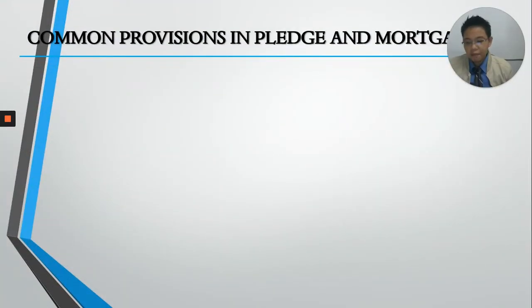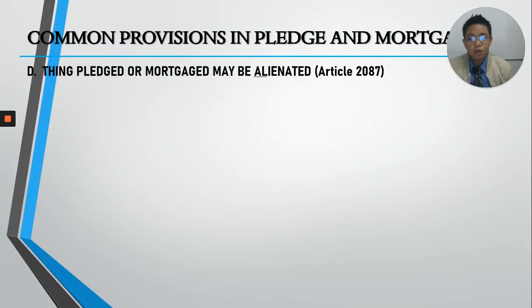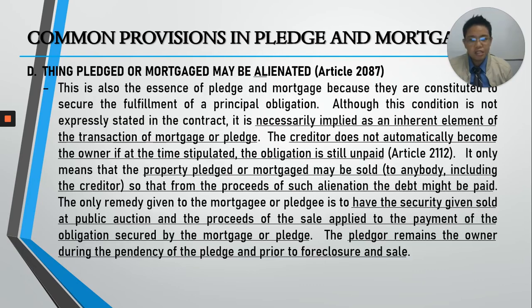What else? The thing pledged or mortgaged may be alienated pursuant to 2087. So, essence ng pledge and mortgage. So, because these contracts are constituted to secure the fulfillment of a principal obligation. So, itong condition na to, na kapag hindi makabayad or hindi ma-fulfill yung principal obligation, yung thing pledged or mortgaged may be alienated.